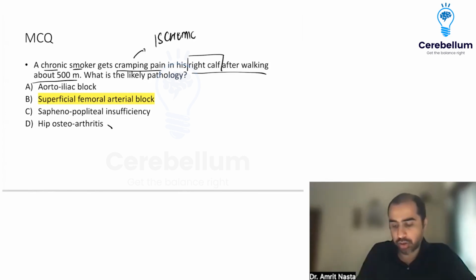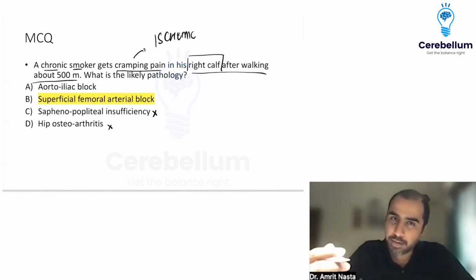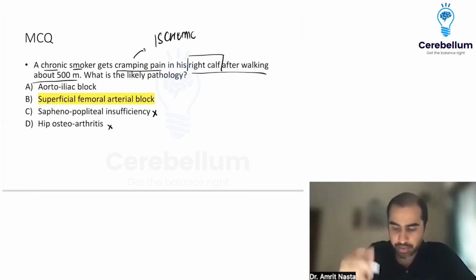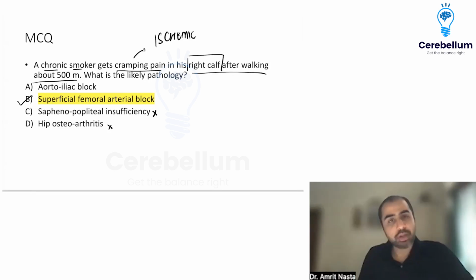So it is not osteoarthritis, it is not insufficiency. If the pain is in the calf, the block will be just before it. So the block will be femoral artery or popliteal artery. So superficial femoral artery block is the answer.